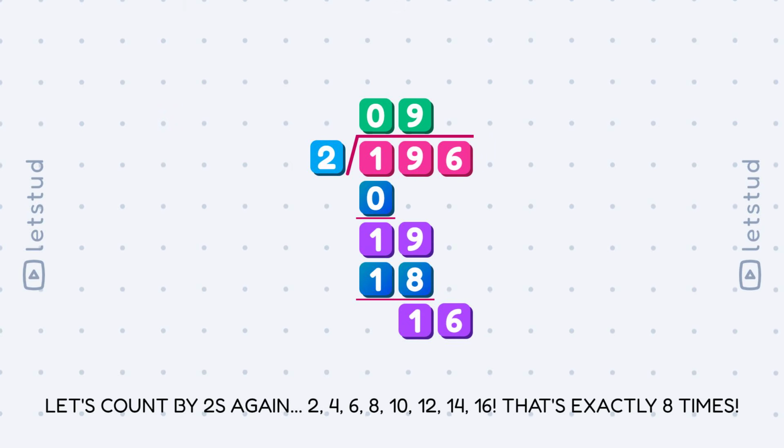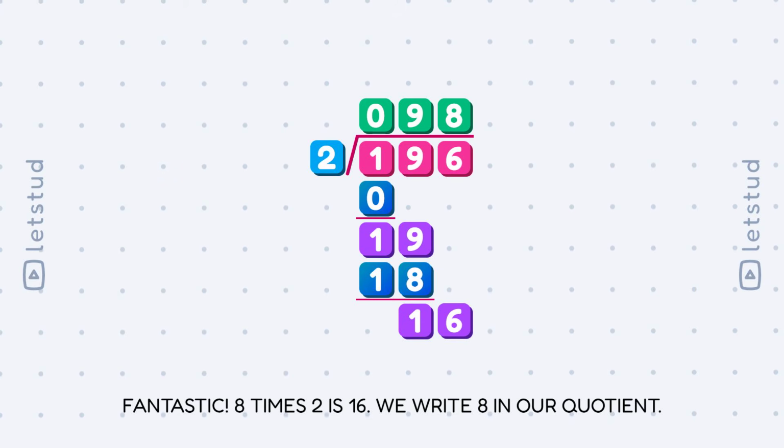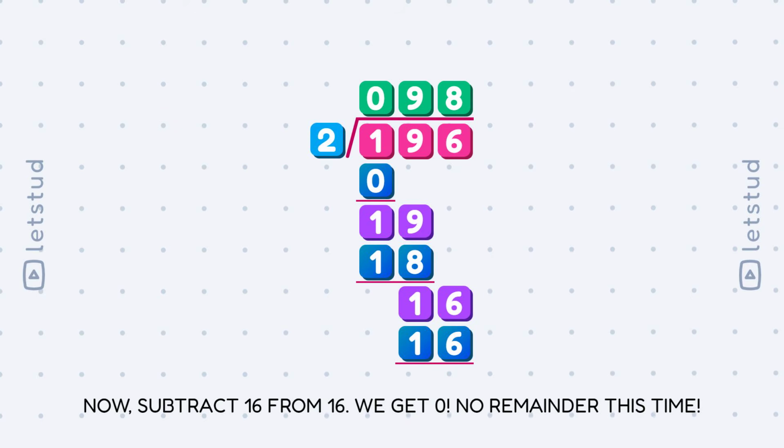Let's count by 2s again. 2, 4, 6, 8, 10, 12, 14, 16. That's exactly 8 times. Fantastic, 8 times 2 is 16. We write 8 in our quotient. Now subtract 16 from 16. We get 0, no remainder this time.